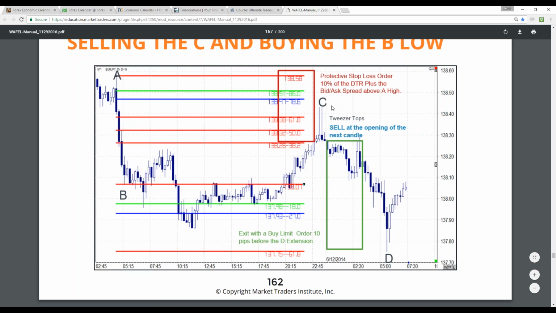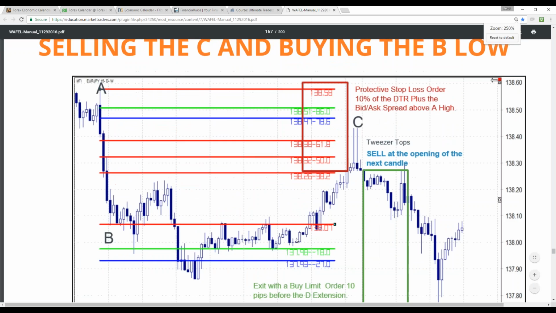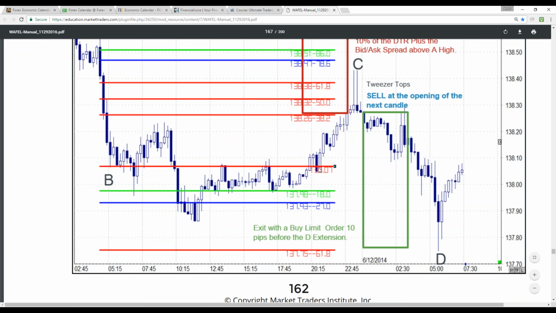After that has been taken care of, I need to look to establish my limit. 10 pips before the D is hit, with a D at the 1.618 based on the pullback, would be 137.75. 10 pips before that will be 137.85, and that's where I'll limit out.